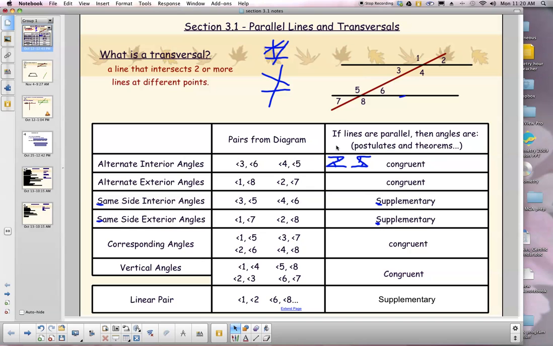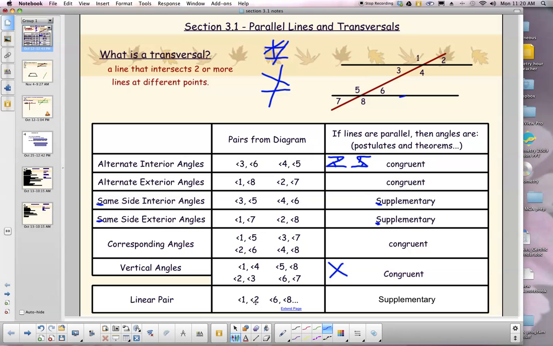Vertical angles, we've talked about those, but certainly there are several pairs. 1 and 4 are vertical, and 2 and 3 because there's an X there. Remember, vertical angles form an X. Anytime you see an X, you've got vertical angles. And 5 and 8 and 7 and 6.